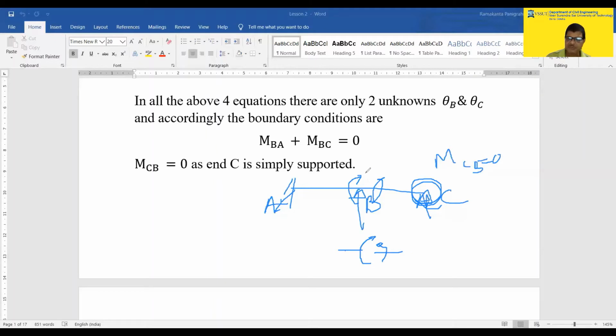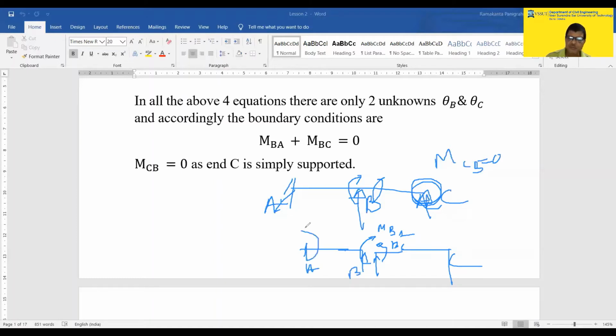If you split at this point, at point B, there will be a moment M. This will be MBA, and here this moment will be at point B. It will be MBC for the span BC, and this is the BA span. It will take spans AB and BC. So this will be the pivot diagram.